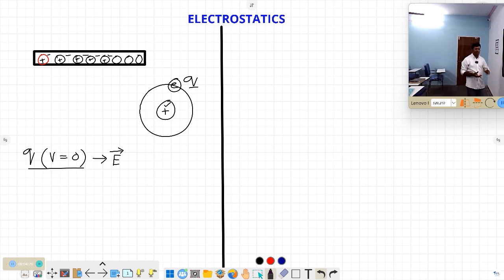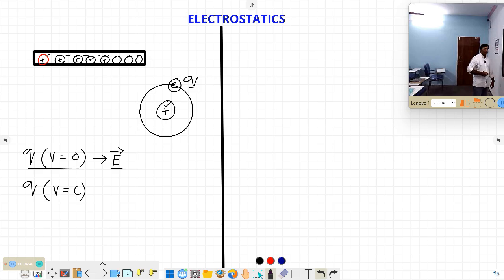When the charge is at rest, whatever the effect the body is showing, that is called electrostatics. In that case, we explain that effect using the concept of electric field. So when the charge is at rest, it exhibits only an electric field. In some cases, the charge may be in motion.